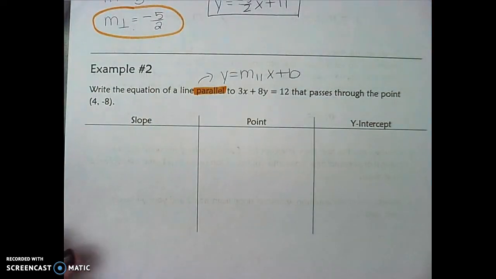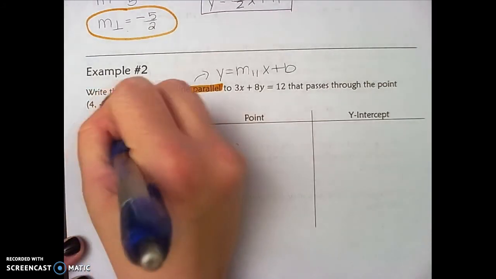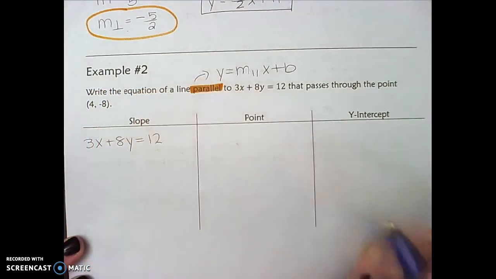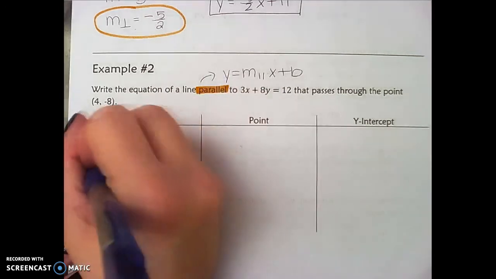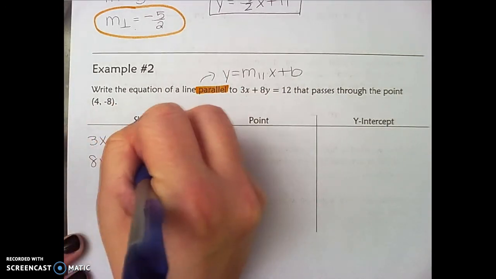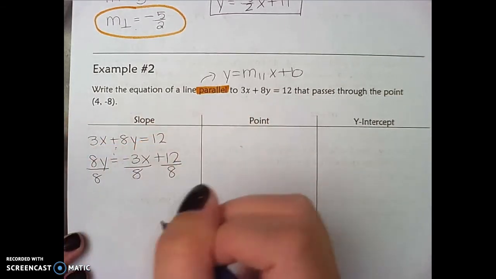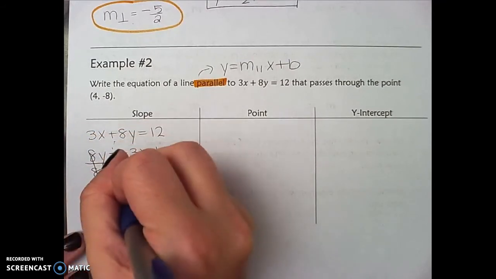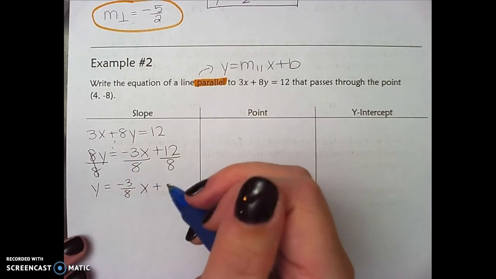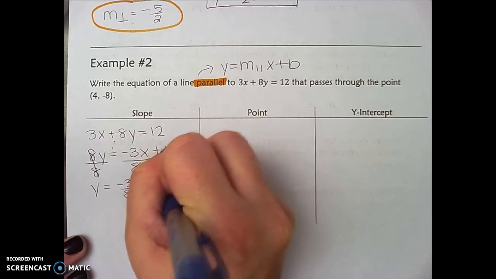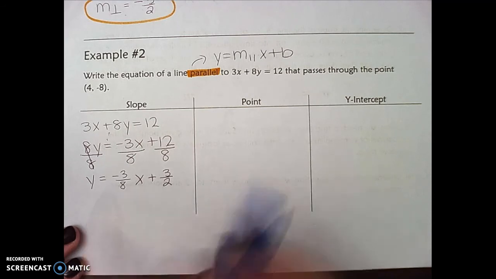Okay, from here it's the same procedure. I'm going to start by finding the slope of the line that was given to me. I have 3x plus 8y equals 12. My y term is positive, so I leave it alone. I'm going to move my positive 3x to the other side of my equation. I'll have 8y equals negative 3x plus 12, and then I'm going to divide all of my terms through by 8. Reducing, I get y equals negative 3 over 8x plus, and then I can reduce this in my calculator. 12 divided by 8 reduces to 3 divided by 2. So there's my equation in slope-intercept form, and negative 3 over 8 is my slope.